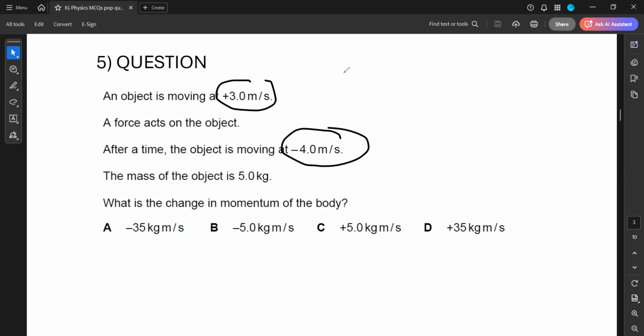Yes, I have a question, sir. Final plus initial, it will be minus 20 plus 15, right? So it will be 35 in that case. But it's minus 20 plus 15, sir.